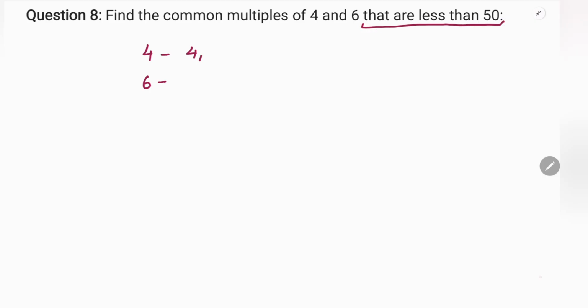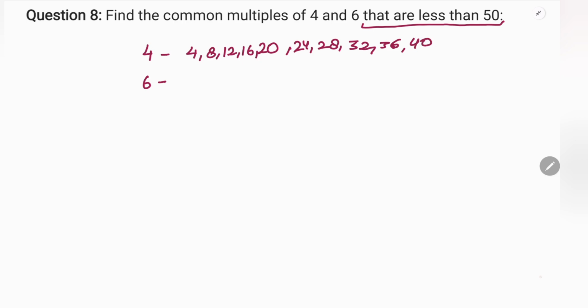Okay, because we can write infinite multiples, but we need to write less than 50. So I will write 4, 8, 12, 16. Pause the video and try it yourself and then come again. Okay, 28, 32, 36 and 40.